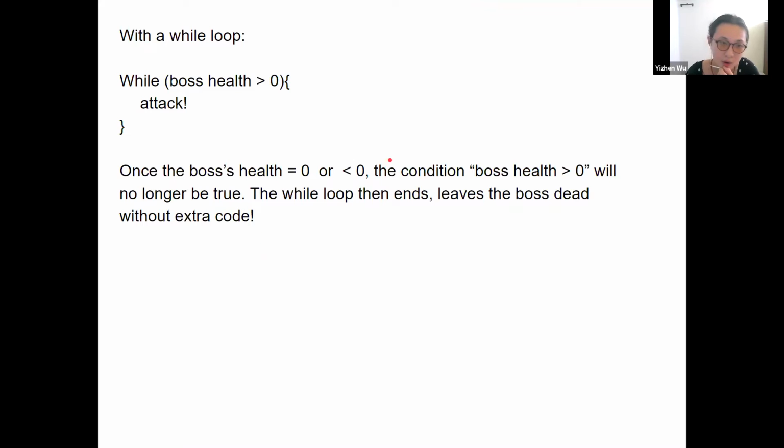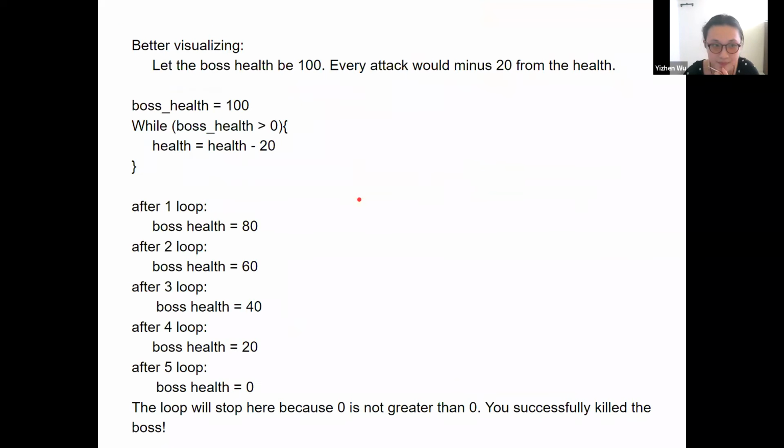So after the health drops below 0, the boss will be dead and you win the game. Let's better visualize the whole thing with actual code. Let the boss health be 100, and every attack of yours will subtract 20 from the health. This part would be all the code we need.